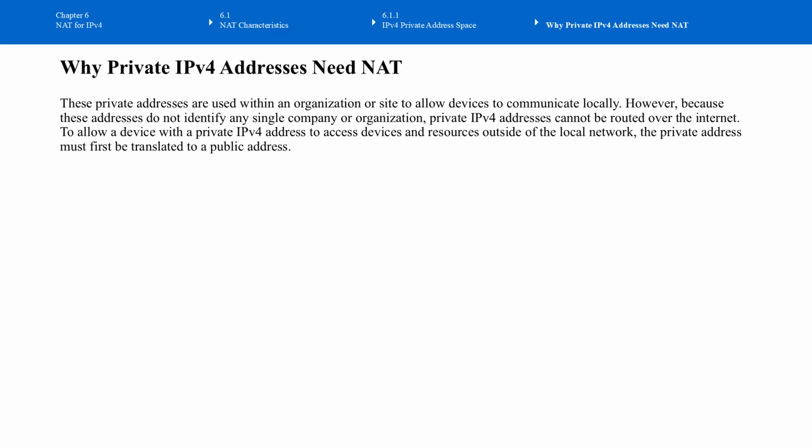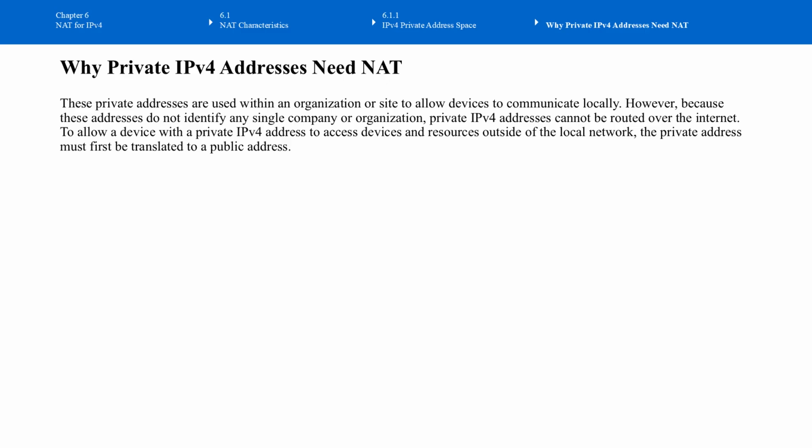As we learned, private IPv4 addresses are used inside homes, schools, and organizations for local communication. Devices with private addresses can communicate with each other within the same local network without any problem. For example, a computer with the address 192.168.1.10 can communicate with a printer at 192.168.1.20 because both devices are on the same private network.